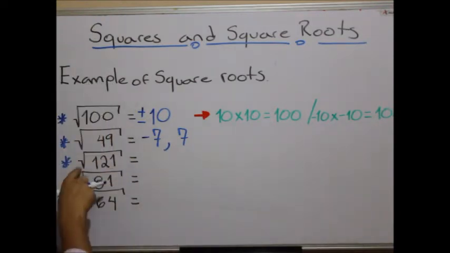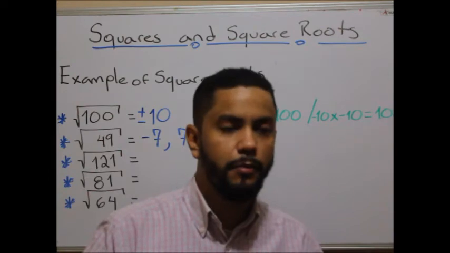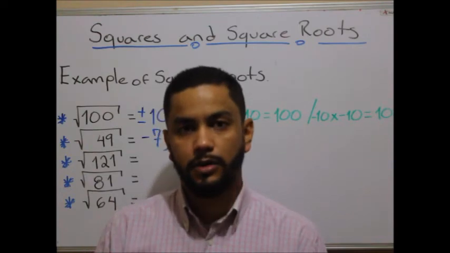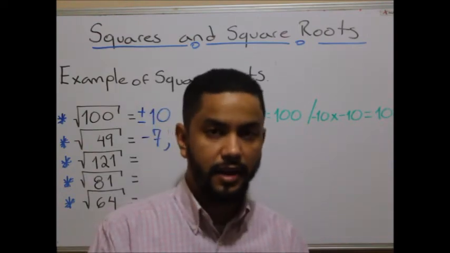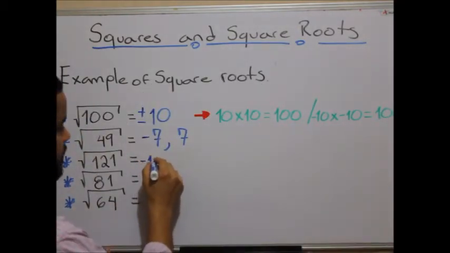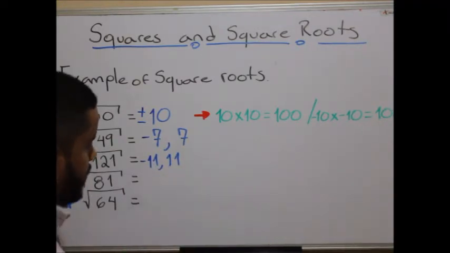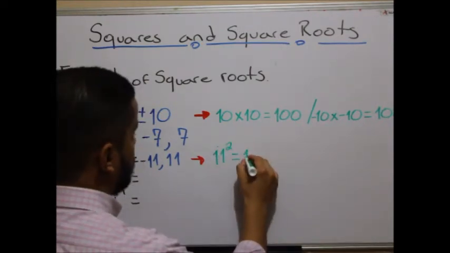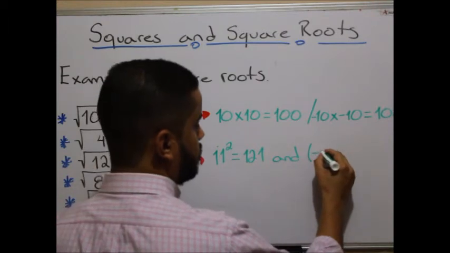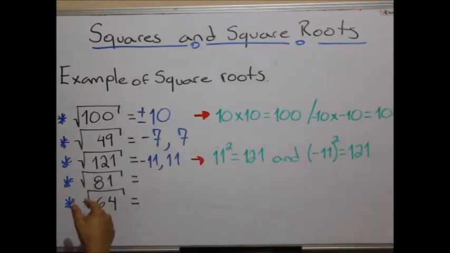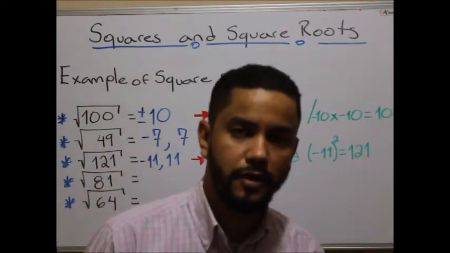Now let's see the square root of 121. Which same number gives us 121? It is 11. 11 times 11 is 121, but negative 11 times negative 11 is also 121. So we're going to have here negative 11 and 11. We can write it this way too: 11 squared is equal to 121, and negative 11 squared is also equal to 121.